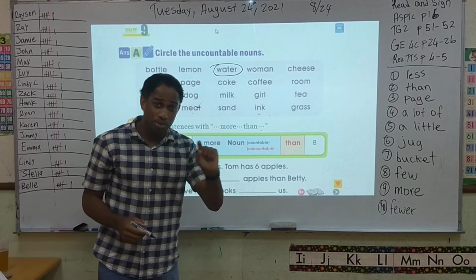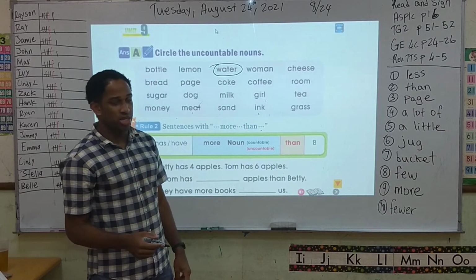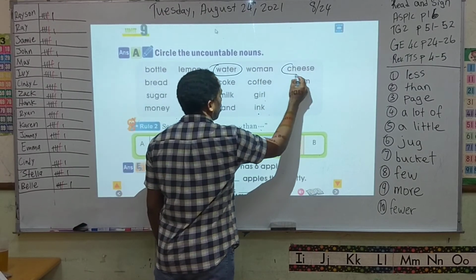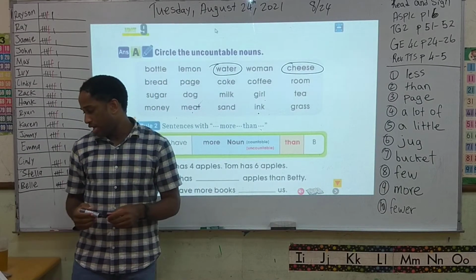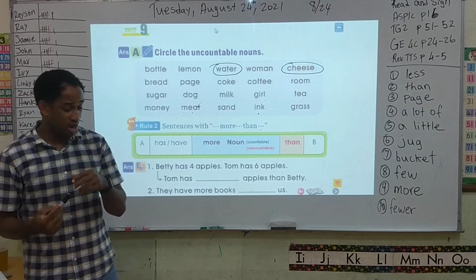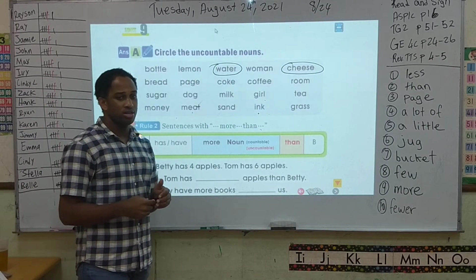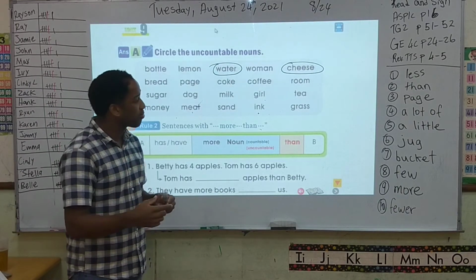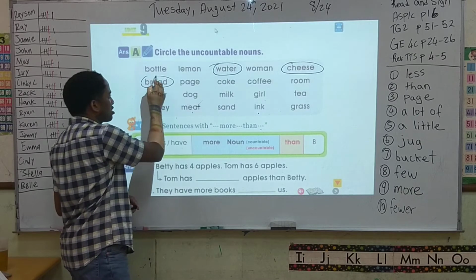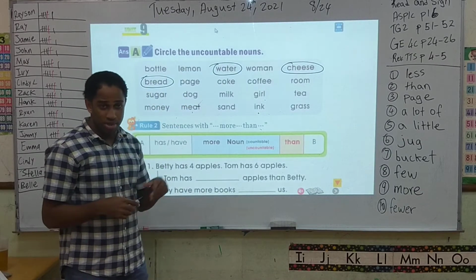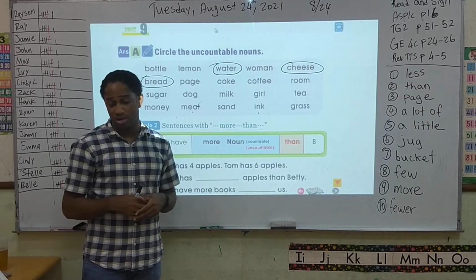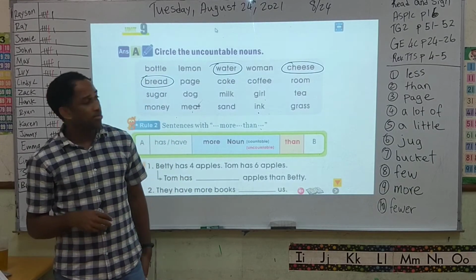Woman. One woman, right? It's countable. Cheese. Cheese is uncountable. Good. Bread. Can I have 1 slice of bread? Can you say, can I have 10 bread? Oh, 10 loaves of bread. So bread is uncountable. Page. Page 1, page 2, page 3. Okay, so page is countable.